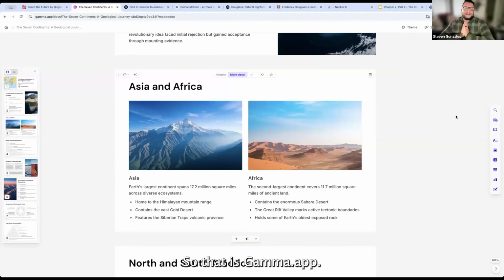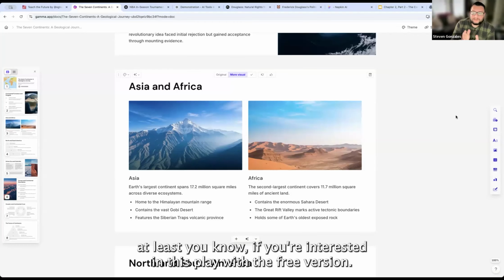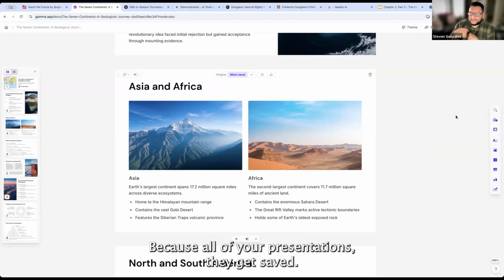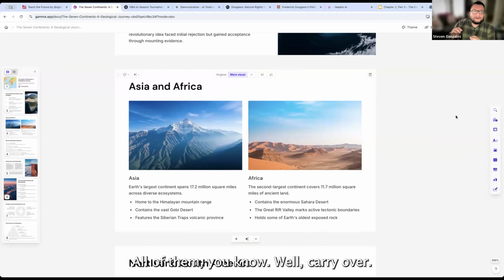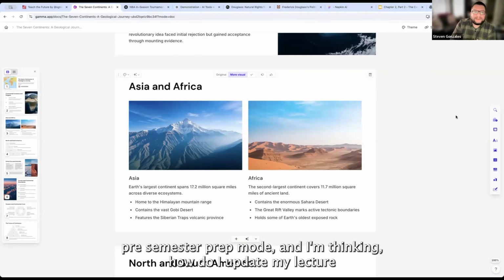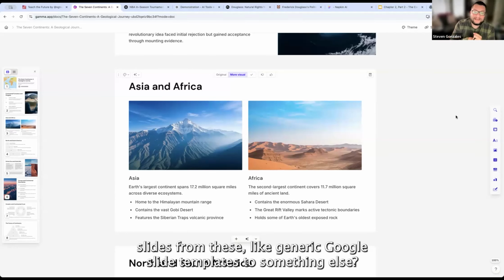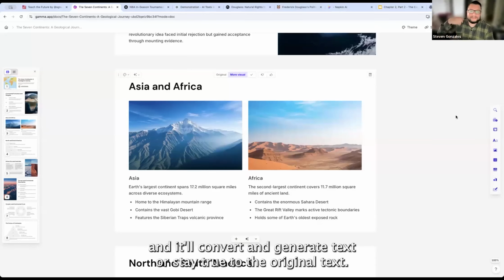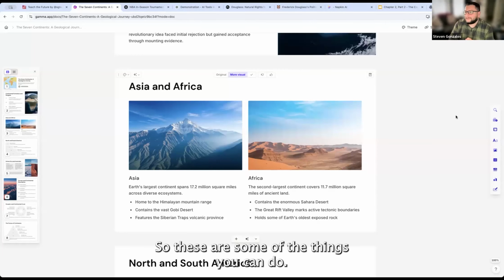So that is Gamma.app. I do recommend that everyone, at least if you're interested in this, play with the free version. I don't pay for it monthly. I'll pay for it when I use it, because all of your presentations get saved. All of them will carry over. I can open up an old presentation at any time. But if I'm in pre-semester prep mode, and I'm thinking, how do I update my lecture slides from these generic Google Slide templates to something else? I can actually even upload my own PowerPoints, and it'll convert and generate text or stay true to the original text. So these are some of the things you can do.